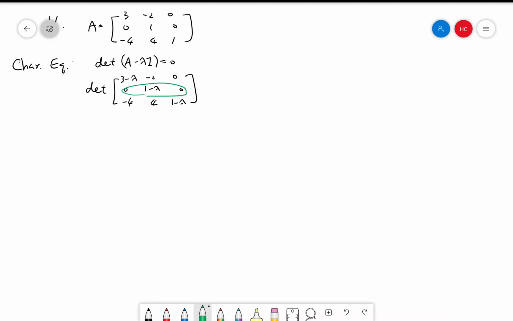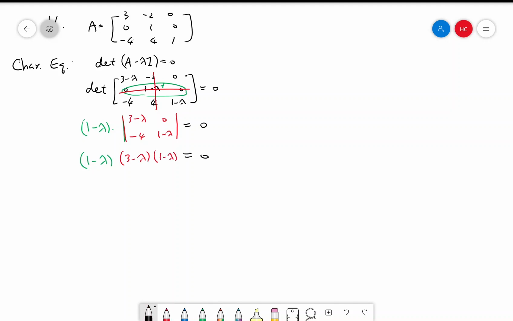The second row has a lot of zeros. Let's do that. This is a plus. So this means 1 minus lambda times the determinant of, cross these out, 3 minus lambda, 0, -4, 1 minus lambda equal to 0. Oh, this one is not bad. It tells you directly that (1 minus lambda) times (3 minus lambda) times (1 minus lambda) equal to 0. So there are two eigenvalues. First one is 1, and the second one is 3.